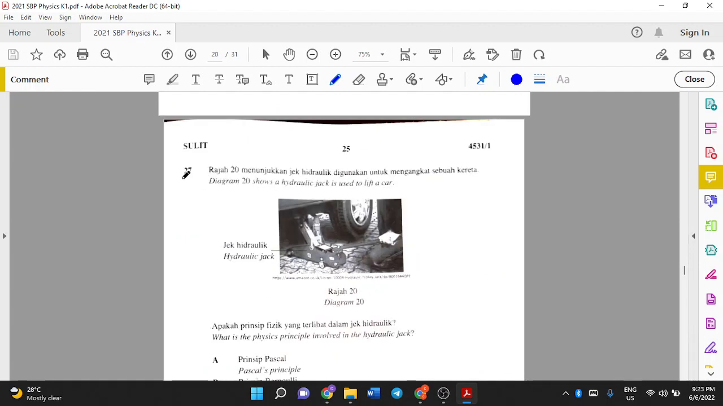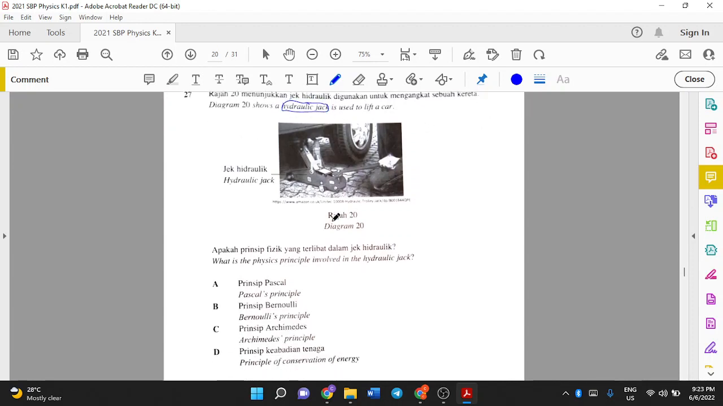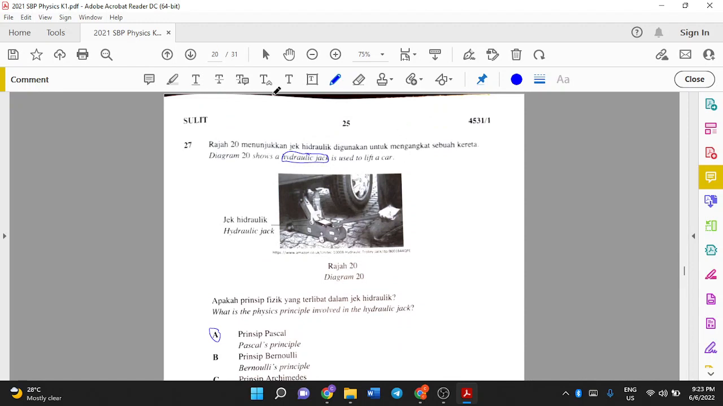Question 27. Diagram 20 shows a hydraulic jack used to lift a car. When you see the words hydraulic jack, you should know that the principle involved is Pascal's principle. So what is the physics principle involved in the hydraulic jack? The answer is Pascal's principle.